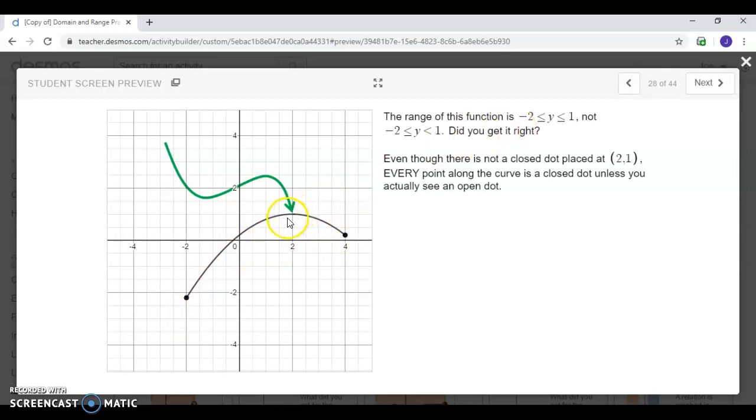Now, hers didn't actually cut off like this. I still wanted the double-sided inequality for now, and so I did make sure to edit that. But it still keeps the same idea of what she was trying to accomplish, which was to get students to realize that every point along that path is a closed dot unless you actually see the open dot.